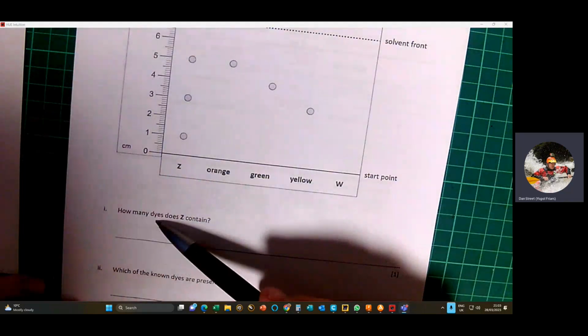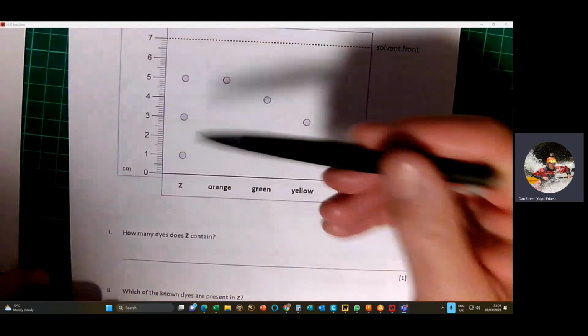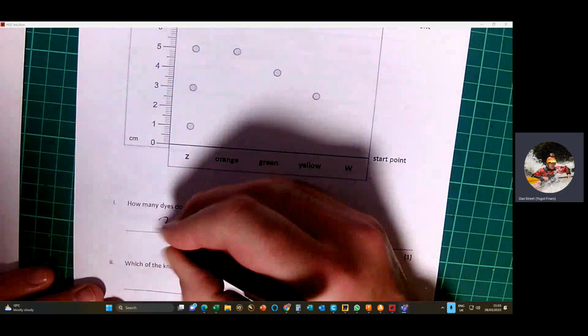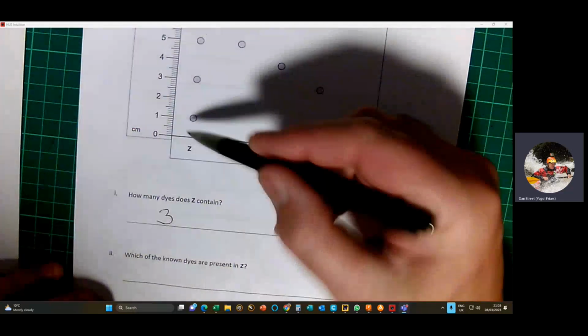So how many dyes does Z contain? So if we count the number of dots, we can say that Z contains 3 dyes. Okay, there are 3 dots, so it's 3 dyes.